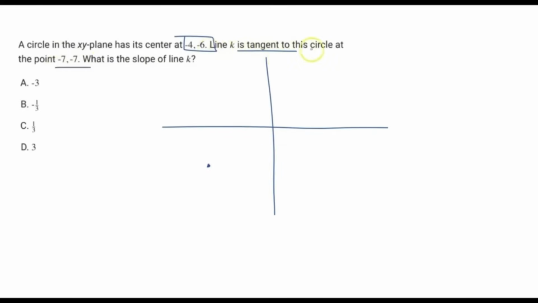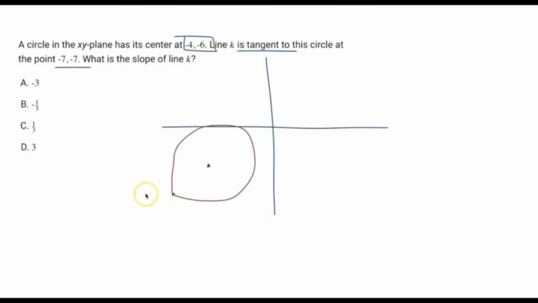So line K is tangent to the circle at the point negative 7, negative 7. And so negative 7 is out here somewhere. And so, I mean, the radius is going to be somewhere like this. That's a really lopsided, ugly looking circle and probably not drawn to scale or accurately, but this is just a visual representation.